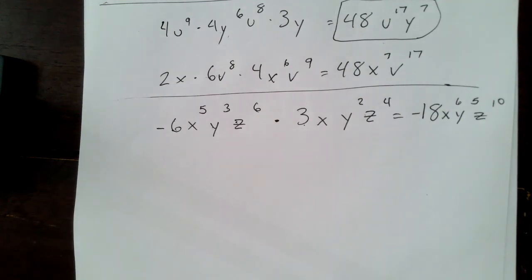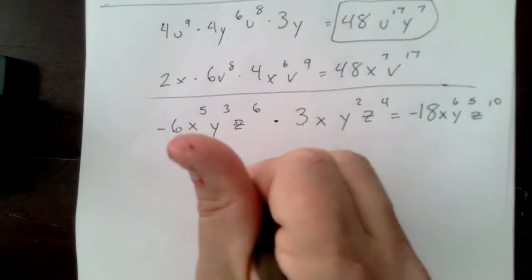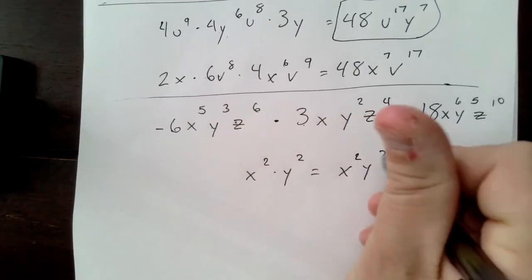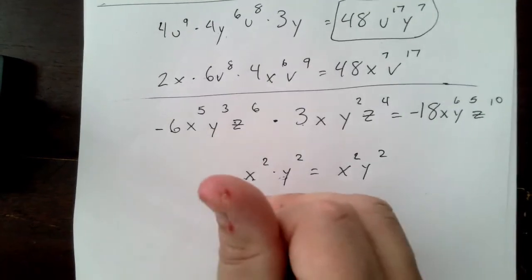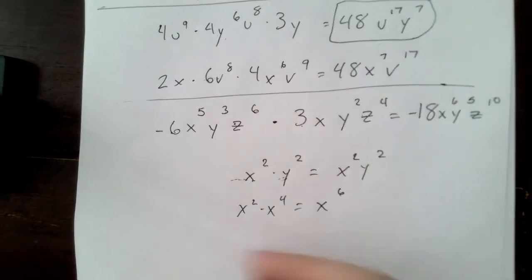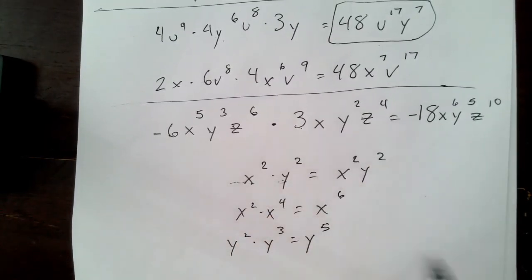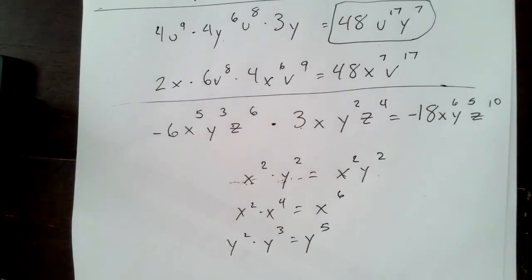So honestly, it's not too hard. The biggest thing you have to know is that they have to have the same bases in order to add the exponents. You cannot combine x squared times y squared. That just equals x squared, y squared. These have different bases. Alright? But if you had x squared times x to the 4th, that gives you x to the 6th. Or y squared times y to the 3rd gives you y to the 5th. But if they have different bases, we can't combine them.